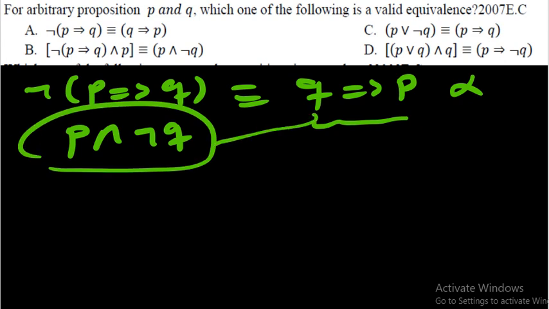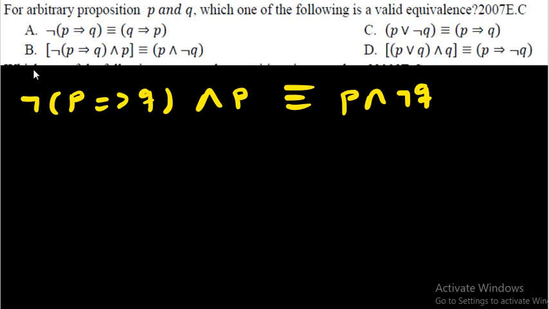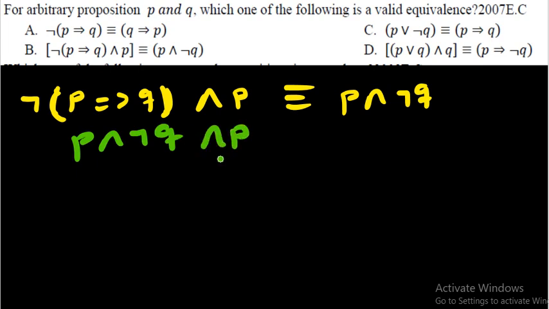What about B? The B one says negation of P implies Q, and P, is the same as P and negation Q. Let us check. As we said before, negation of P implies Q, the whole negation, is the same as P and negation Q, and P there. Let us try to complete this. It is and, no need to write the bracket. So P and P, always P. P and P is P, don't forget that.